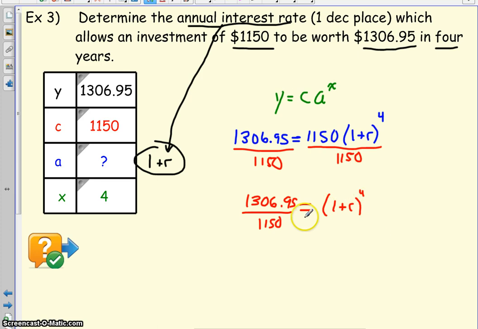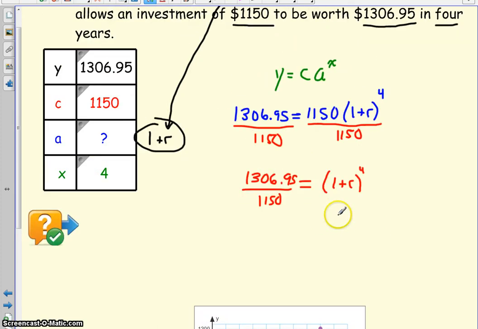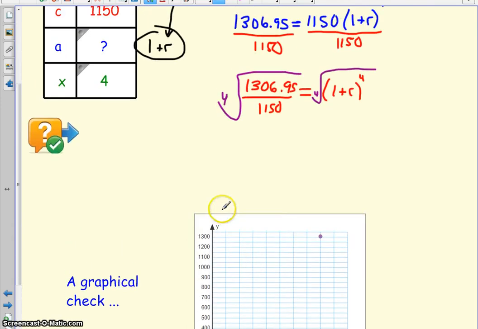So it's a step closer. I'm still looking to get r by itself. What I need to do now is get rid of this power of 4. So the way I'm going to do that is by taking the 4th root. Remember, I can undo a square by doing a square root. I can undo an exponent of 4 by doing a 4th root. So this is now going to give me the 4th root of whatever 1306.95 over 1150 is. And again, don't round now if you can avoid it. Just leave it in your calculator as long as you possibly can. And that's going to be equal to 1 plus r.